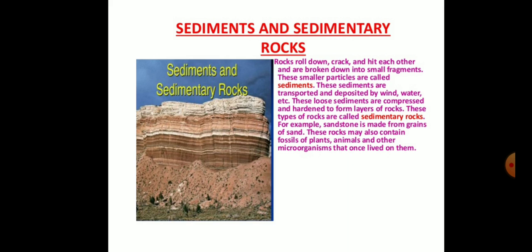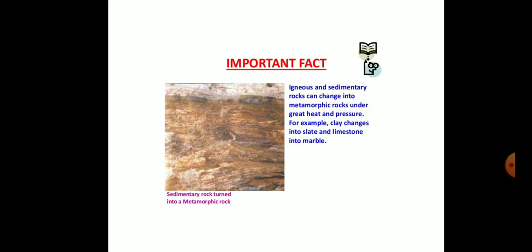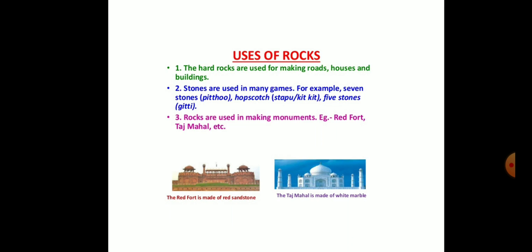An example is sandstone. Sandstone is made up of grains of sand, and this rock may also contain fossils of plants, animals, and other microorganisms that once lived on it. And here we have an important fact. Igneous and sedimentary rocks can be changed into metamorphic rock. Under which condition? Under great heat and pressure. Then they change in their structure and components, and a new one is formed. That is what we know as metamorphic rock. So clay changes into slate and limestone into marble.